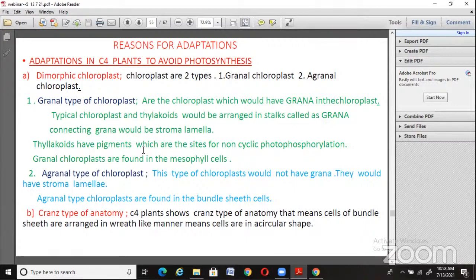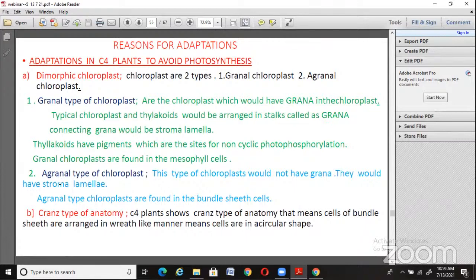So the grana type of chloroplast resembles the structure of a normal chloroplast. The structure will be the same, but they are found in mesophyll cells. They are abundantly found in the mesophyll cells of the leaf. That's it about the grana type of chloroplast.